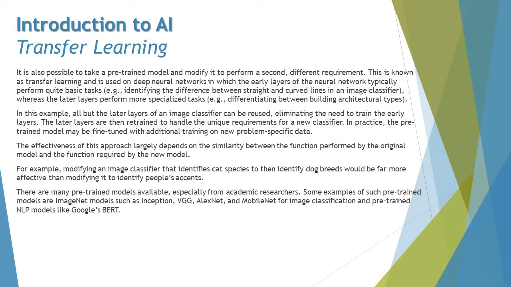Some examples of such pre-trained models are ImageNet models such as Inception, VGG, AlexNet, and MobileNet for image classifiers, and pre-trained NLP models like Google's BERT. So these are some quick examples which you can certainly use as your base models to be trained further for transfer learning.